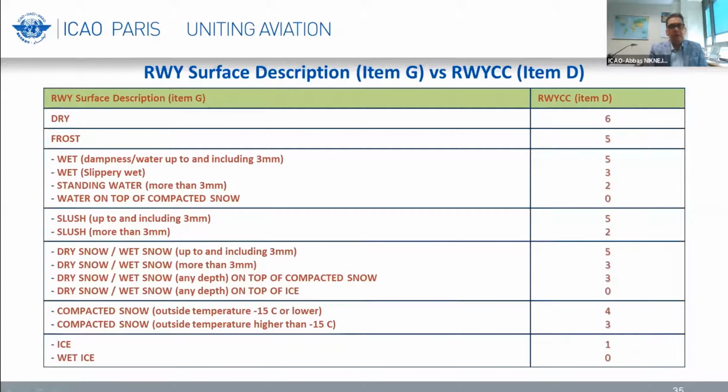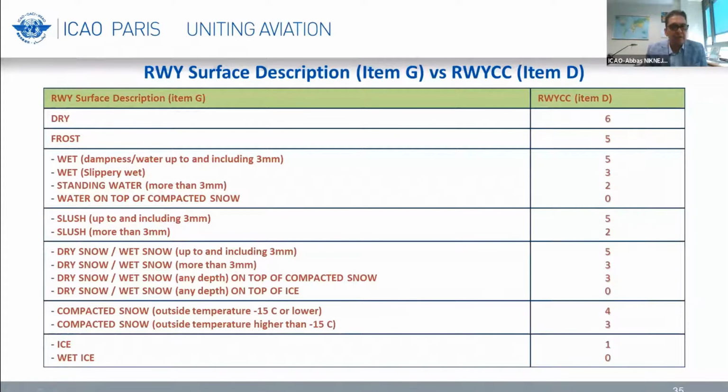Then when it becomes 4, it means more than 3 millimeters. For the first example, runway condition code would be 5. And if the depth is 4 millimeters or more, runway condition code is 2. I hope it was clear.